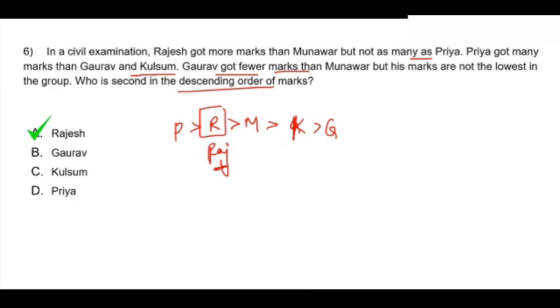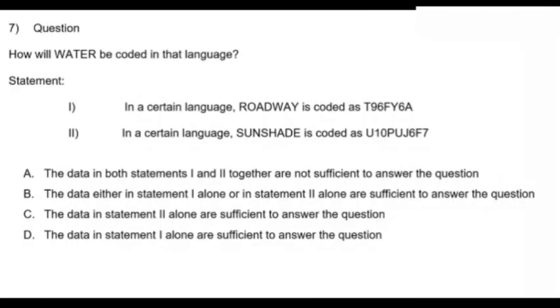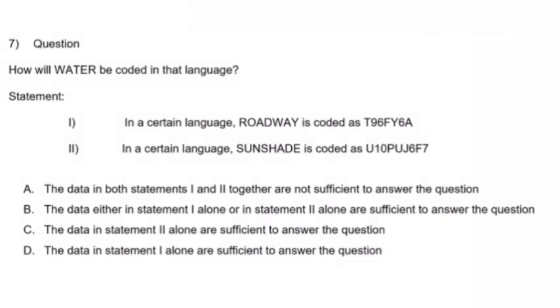We'll go to the next question. The next one is here. Give it a try. Now this is data sufficiency based, and that too coding and decoding. How will water be coded in this language is the question, right? We'll go to statement 1. In a certain language, roadway is coded as this.